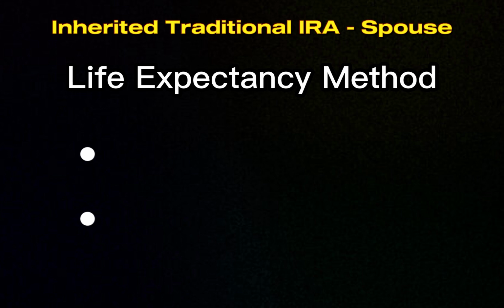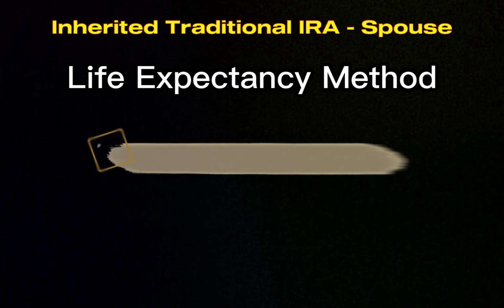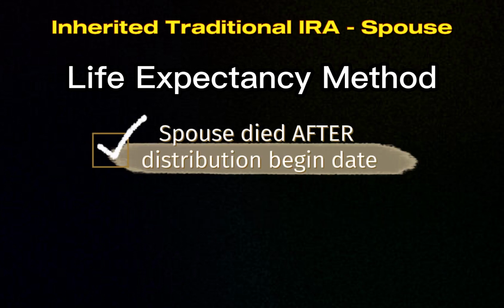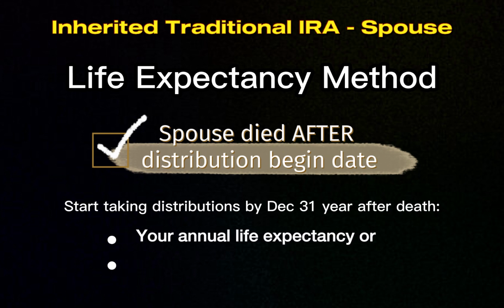So the life expectancy method may be best if you are older than your deceased spouse and you want to delay required distributions. If you choose the life expectancy option and your spouse died after they had already reached the date that they were required to take minimum distributions, then you will begin taking an annual distribution over your life expectancy or over the remaining life expectancy of your spouse that was in effect at the time of their death, whichever is longer. In this case, you must begin taking distributions no later than December 31st of the year following the death of your spouse.